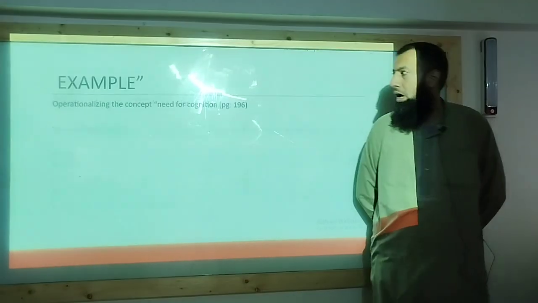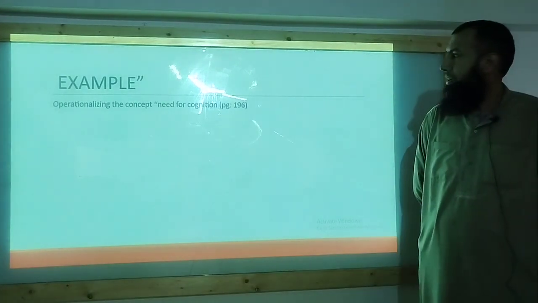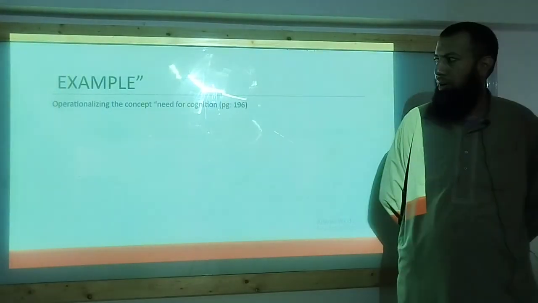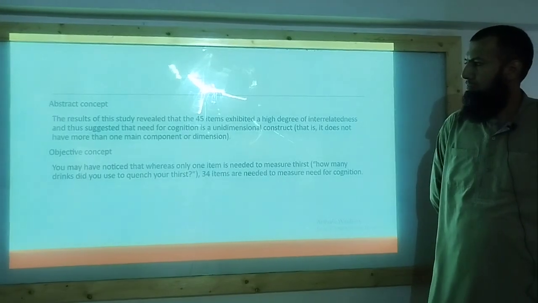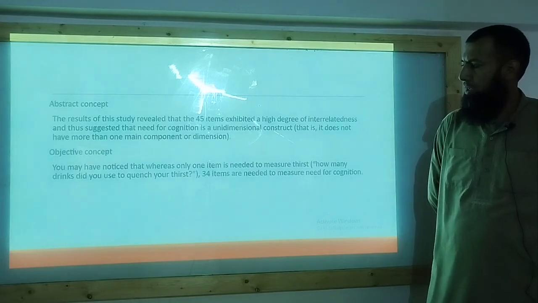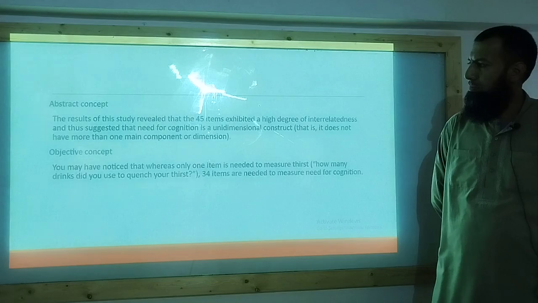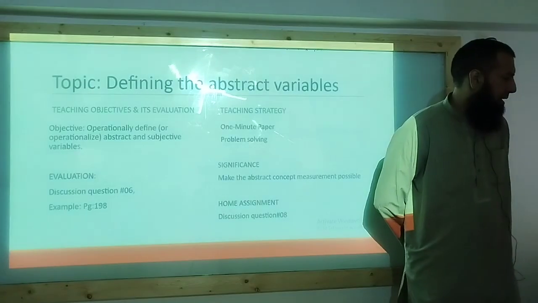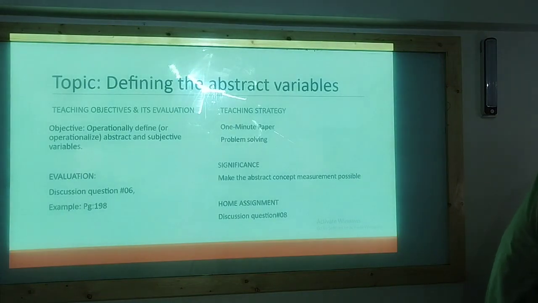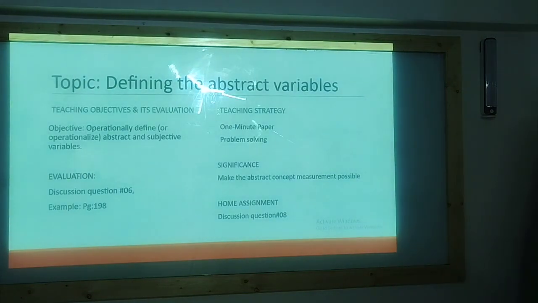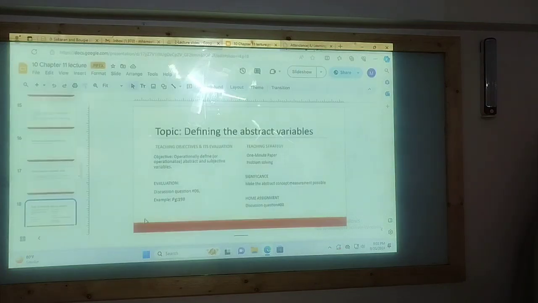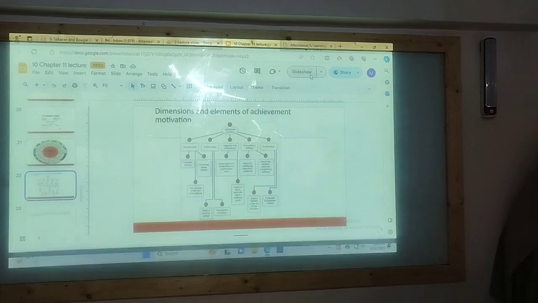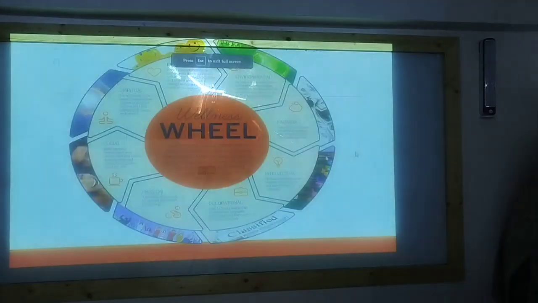Next. Okay, need for cognition is on page number 196, so we are going to discuss it. Next. Okay, I need to move ahead. Let me show you need for cognition, the variable it is. This is the need for cognition or achievement motivation it is.